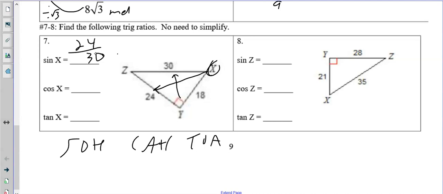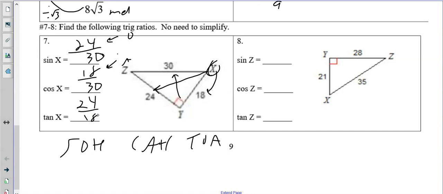It's all about perspective. Cosine of x, now these are all from x, is adjacent over hypotenuse. Well, from x, 18 is the adjacent. And the hypotenuse, again, does not change. Tangent is the opposite over adjacent. Well, we already identified this is the opposite, and this is the adjacent, so it's simply 24 over 18.